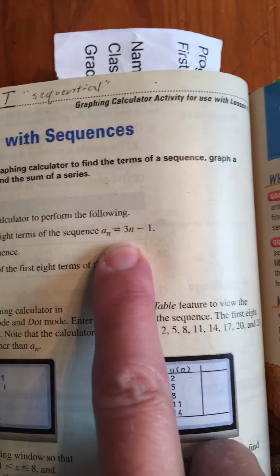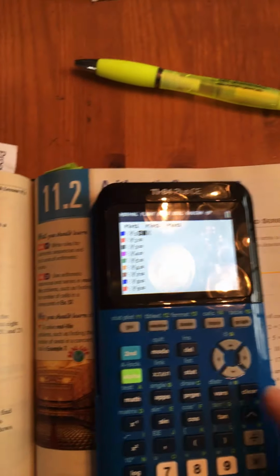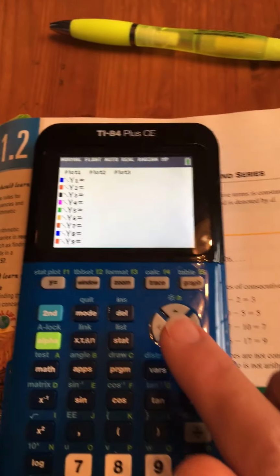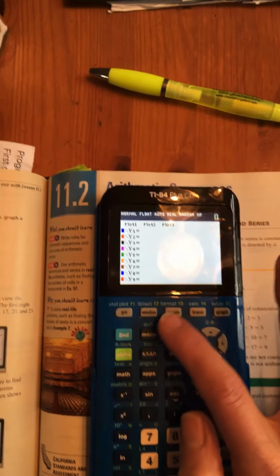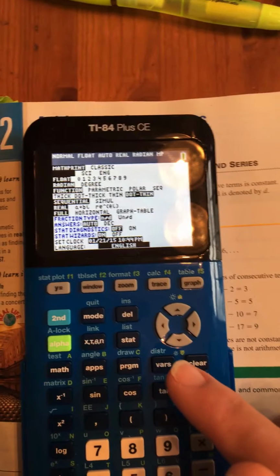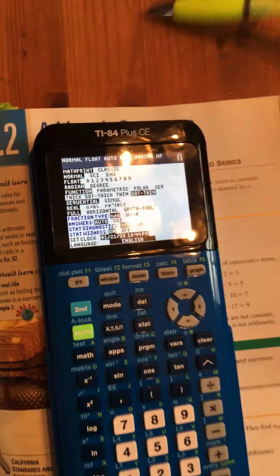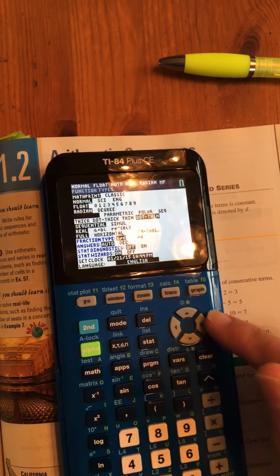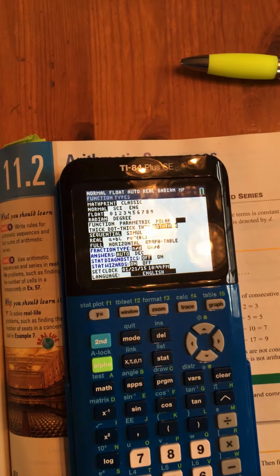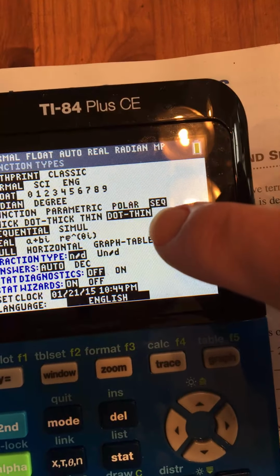Much more fun. Okay, so first we're going to find the terms of this series, so we have to put it in. So turn on your calculator. I'm going to clear out what's in there. And I'm going to go to mode, and put it on SEQ right there. So let's go down to SEQ and hit enter, right? And then we want it on dots, and I've got it on dots, so that's all right.